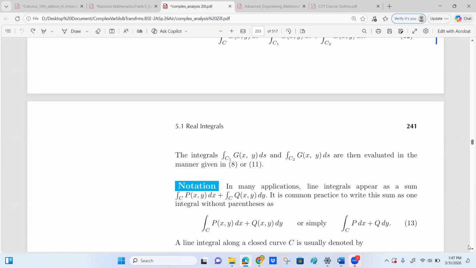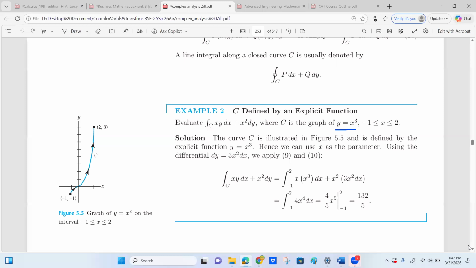Okay, and what is example number 2? In example number 2, student, evaluate the integral over c of x y dx plus x squared dy, where c is the graph of y is equal to x cube, minus 1 less than or equal to x less than or equal to 2.